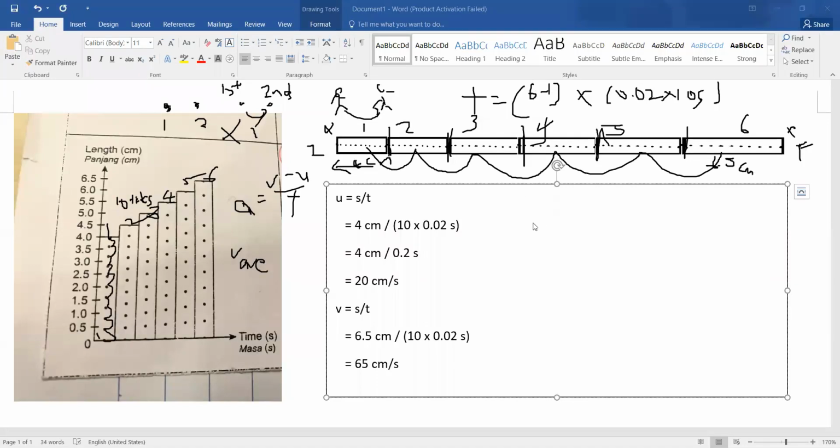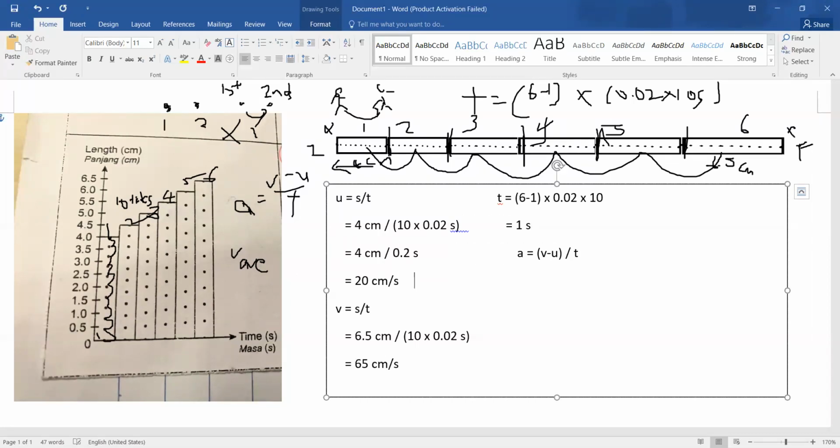So t actually equals 6 minus 1. There are differences in 5 sections times how many ticks there are. It's 0.02 times 10 seconds. Okay, you get the answer 1 second. At last, a equals v minus u over t. Okay, a equals v minus u over t.